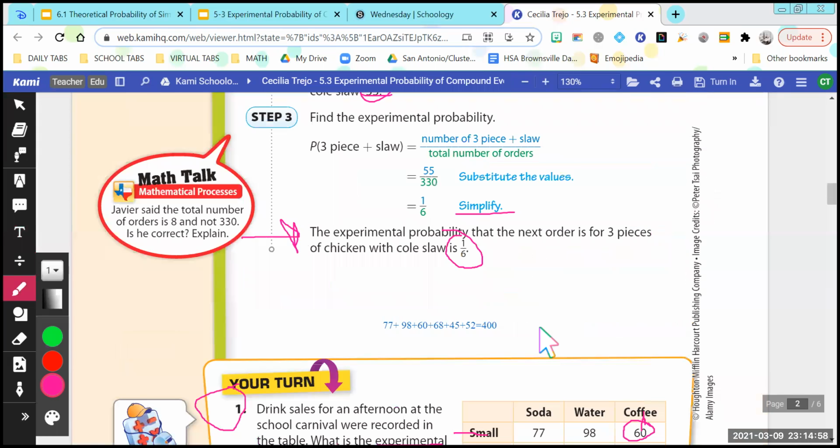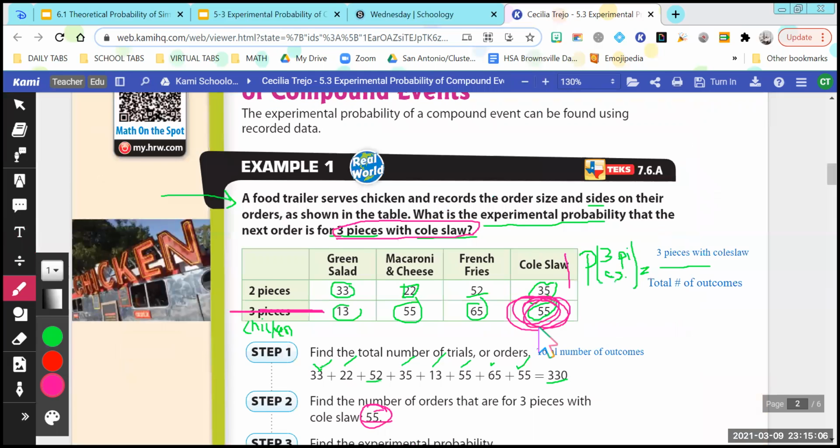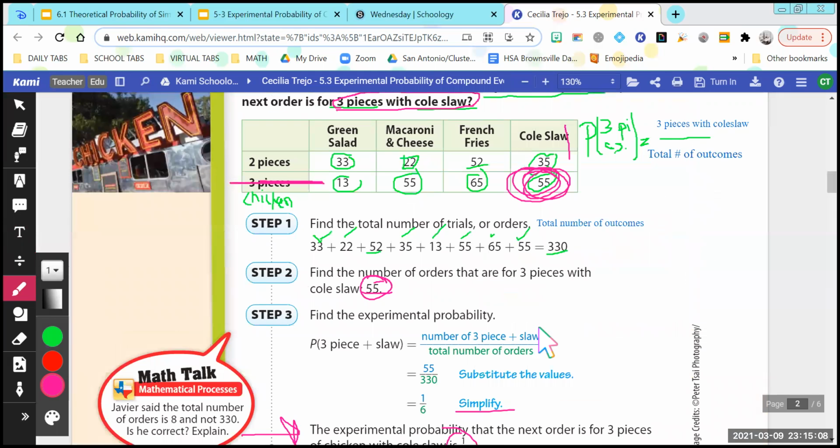All right. So that was, in a gist, experimental probability of compound events and how to find it. It's important that we set up our fraction in a good way, because that'll give us the correct way of simplifying the fraction.